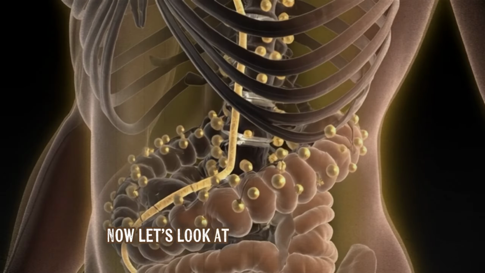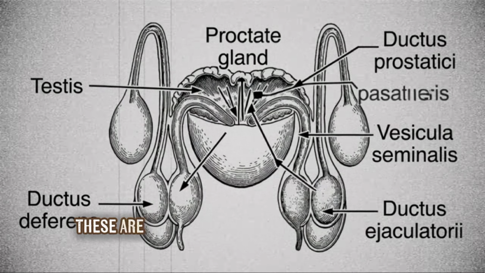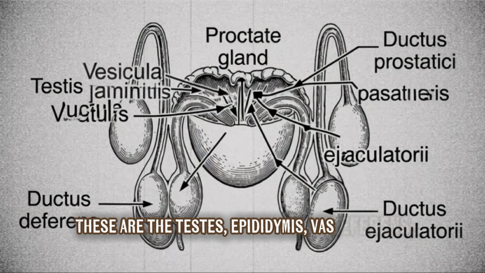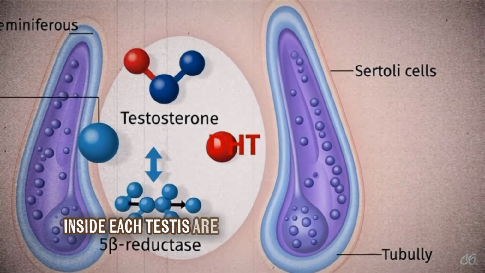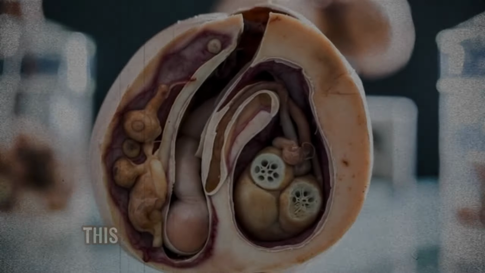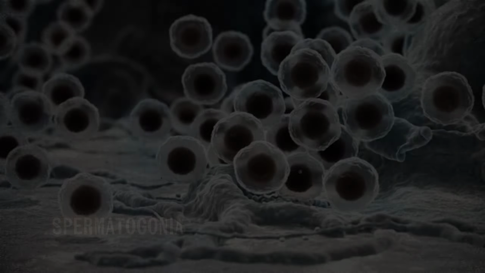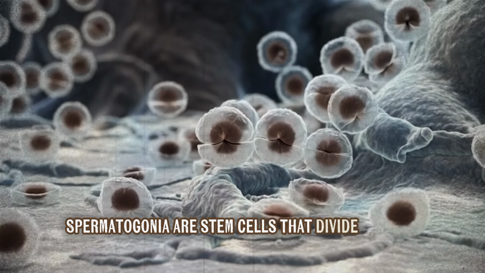Now let's look at the adult male body. These are the testes, epididymis, vas deferens, prostate, and seminal vesicles. Inside each testis are tightly coiled seminiferous tubules. This is where sperm production takes place. Spermatogonia are stem cells that divide to form sperm.